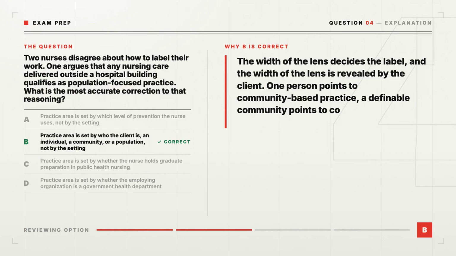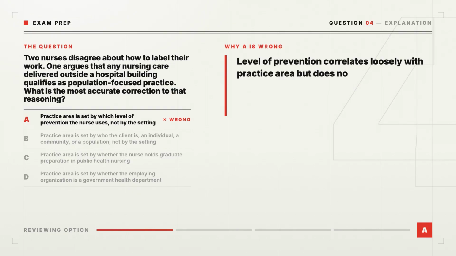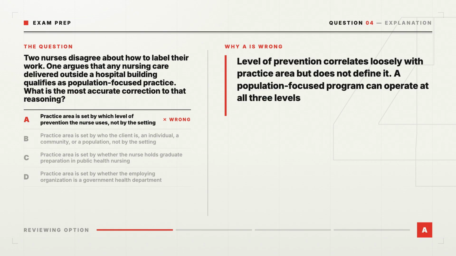Asking who the client is resolves most classification items. A is wrong because level of prevention correlates loosely with practice area but does not define it. A population-focused program can operate at all 3 levels of prevention at once, and community-based care can include primary prevention such as one patient's vaccination.